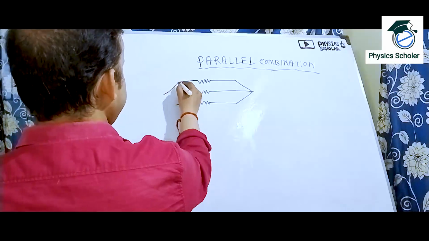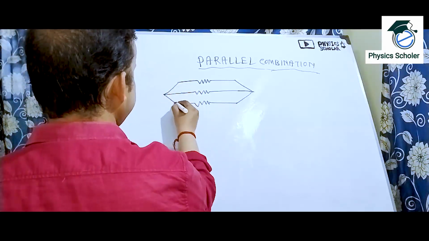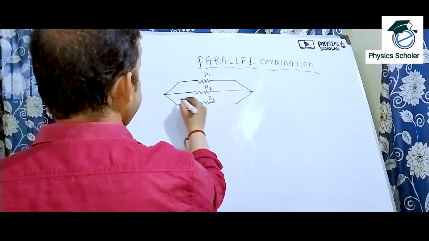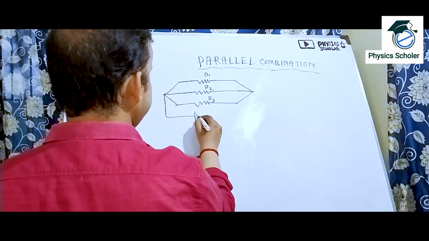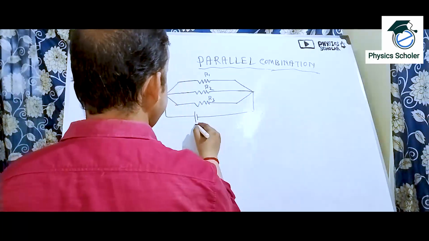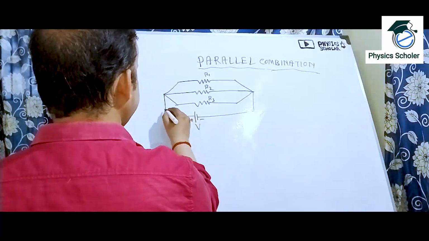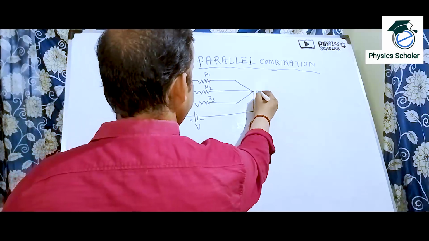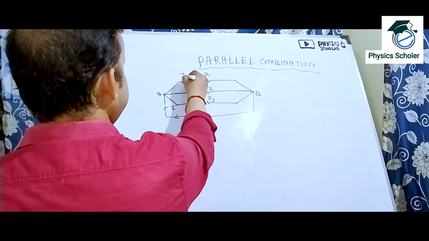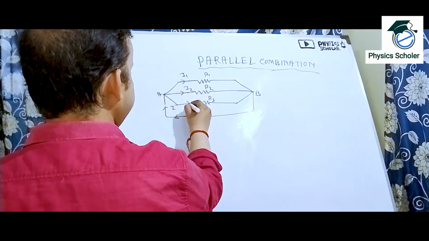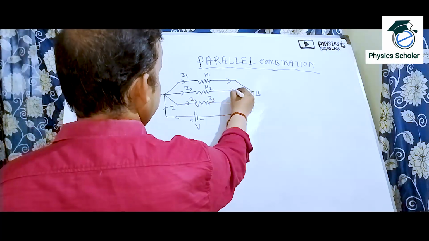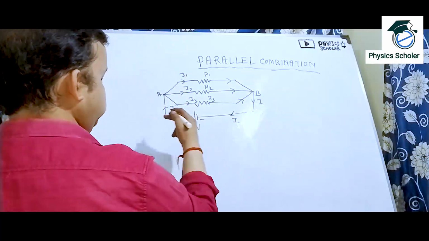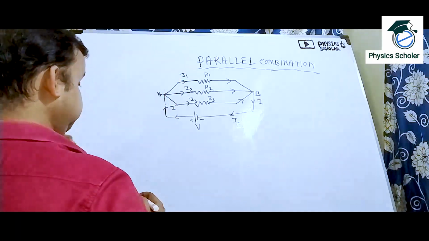So the same diagram I am now drawing again. It will be R1, R2, R3. Now it is connected with the battery. The voltage of the battery is V. The main current from the battery is I. It is point A, it is point B. The branch currents are I1, I2, I3. It is also the same I1, I2, I3, and it is again I. So I will return back to the battery.